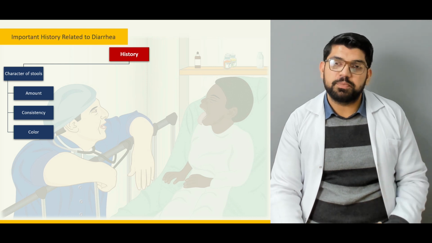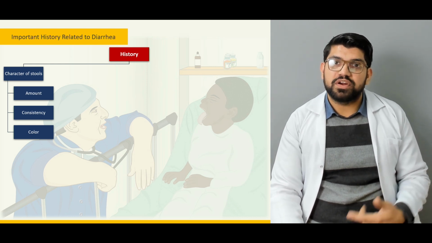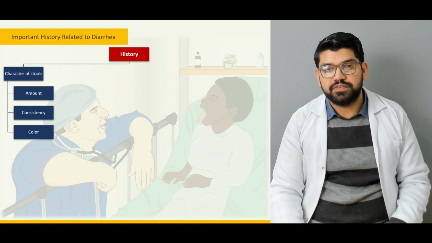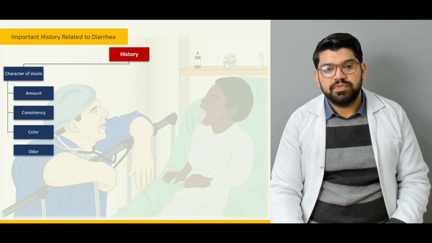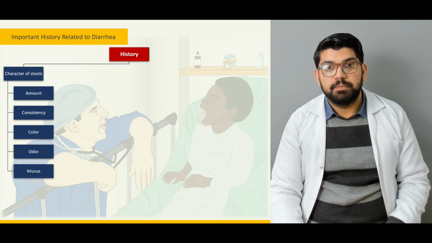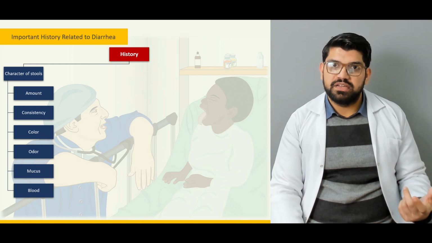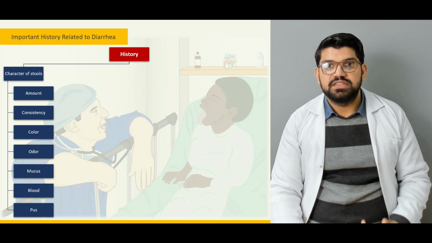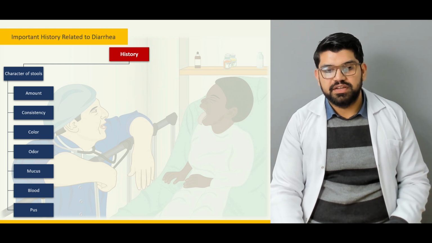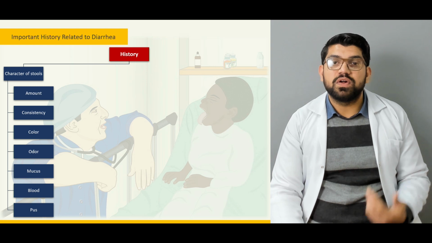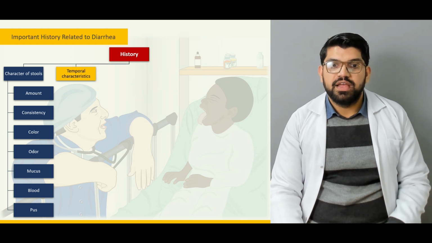Sometimes patients cannot appreciate if this is blood or a normal color, or the change in color of the stool. Odor: foul smelling, mucus, blood, bloody diarrhea, fresh blood or clotted blood, pus. These are all signs of invasive bacteria.